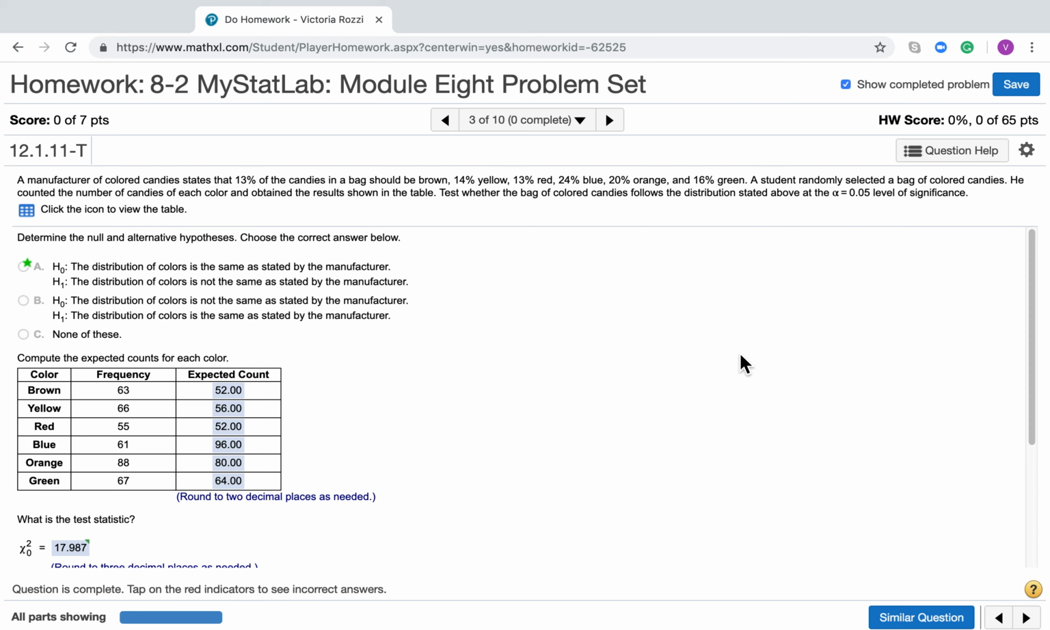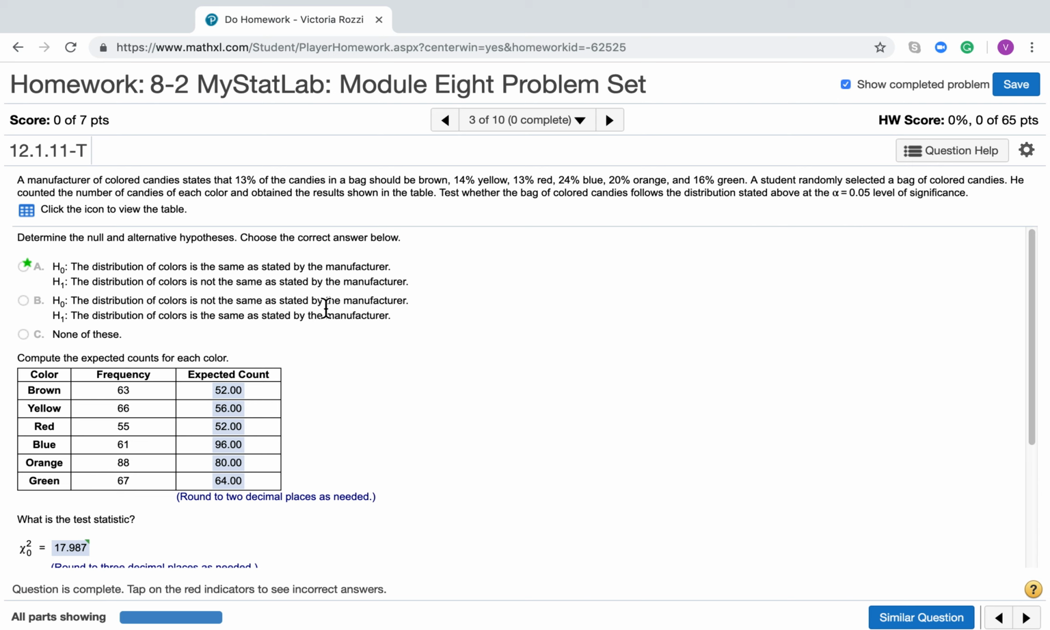So remember your null hypothesis is always the equivalency statement. So you want that H naught is that the distribution of colors is the same as stated by the manufacturer. So is the same is your equality statement. So that's why here letter A is going to be the correct answer. So H naught is the equality, and then H sub 1 or H alternative is not the same, which is the inequality.